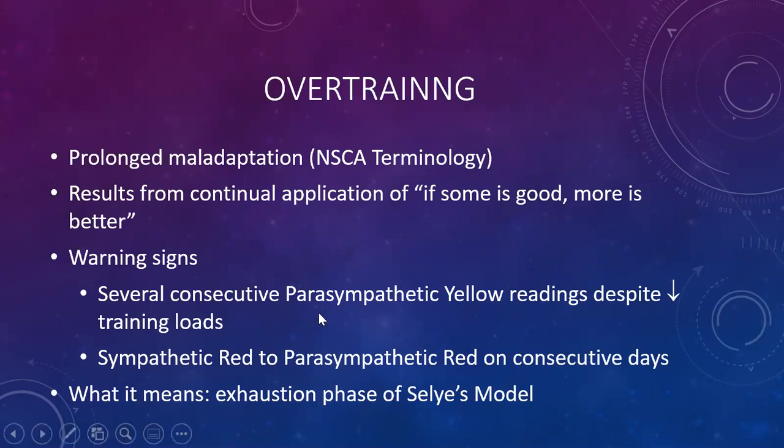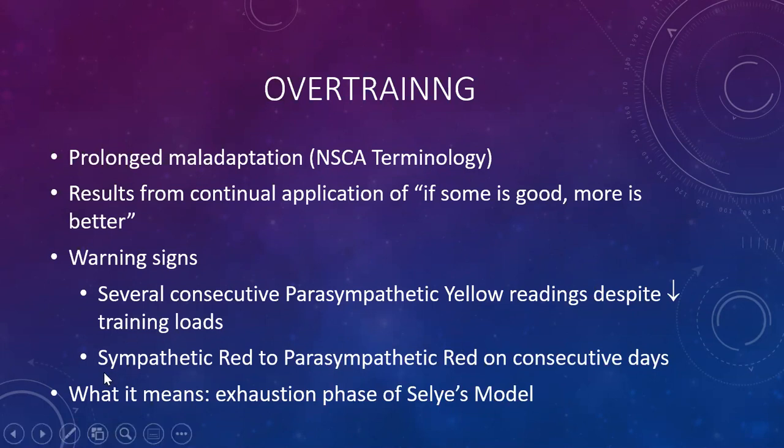So I take a rest and I have a reduced training load, and the next day I'm parasympathetic yellow. I need more rest. The next day I'm parasympathetic yellow. I need more rest. When I start getting consecutive days of parasympathetic yellow, I need to be real cautious because, again, I know that the next stop on the train is going to be parasympathetic red. And parasympathetic red is going to be that's going to be my indication of big, big, big problems.